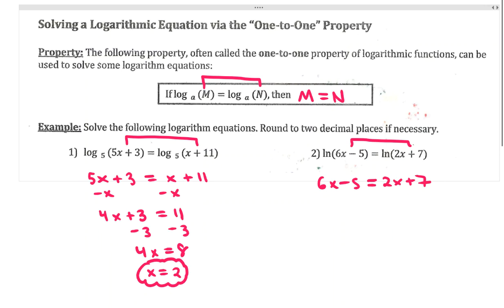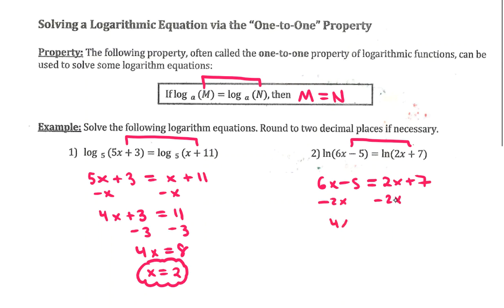So instead of the original equation, we could just solve this instead. 6x minus 5 equals 2x plus 7. We'll subtract 2x from each side to get 4x minus 5 equals 7. Adding 5 over gives us 4x equals 12. And then dividing each side by 4 gives us our answer of x equals 3.